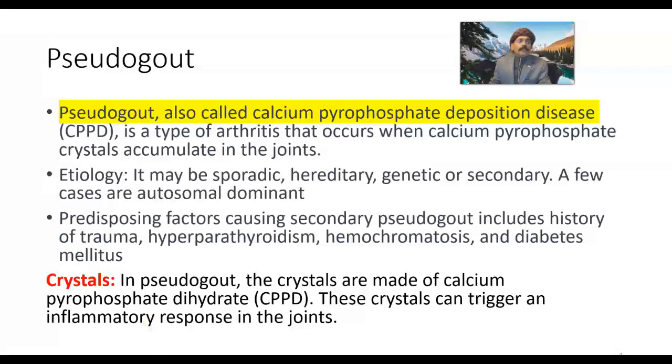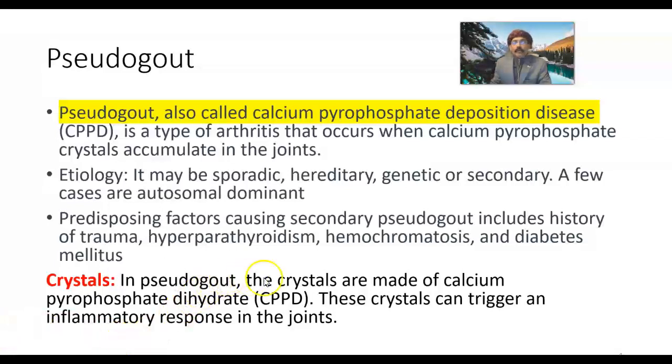Etiology or causes: it may be sporadic, hereditary, genetic, or secondary. A few cases are autosomal dominant. Predisposing factors causing secondary pseudogout include history of trauma, hyperparathyroidism, hemochromatosis, and diabetes mellitus. It may also be associated with chronic kidney disease.